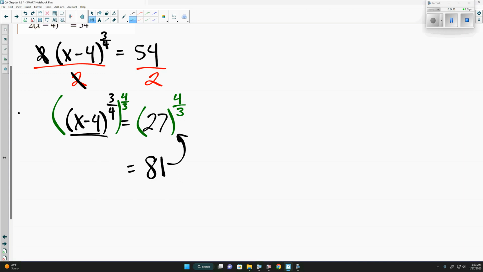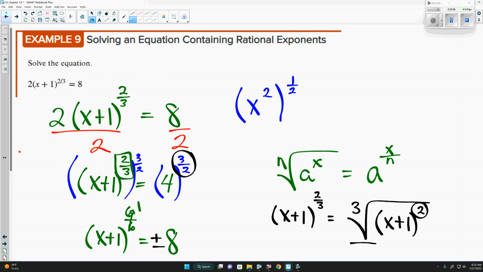Because here we're taking the 4th root of a number. That has to be positive. We cannot take the even root of a negative number. In the previous one, we weren't taking an even root, we were taking an odd root, 3. We can take the odd root of a negative number.